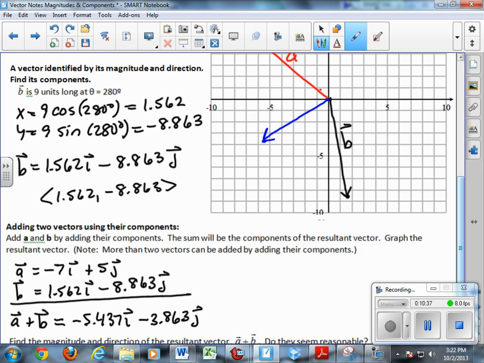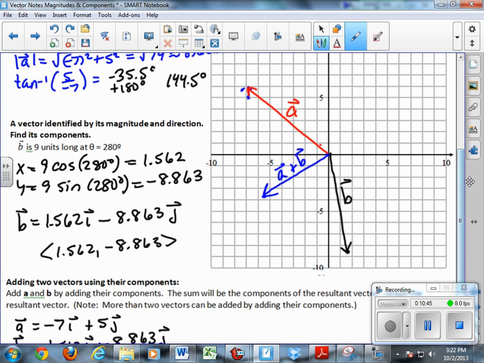Now I want to show you something interesting about A plus B in relationship to the other two vectors. If I were to copy vector B, and so I have two copies of it, and move vector B right here, notice that I can go from A to B by going tip to tail. So the tip of A is connected to the tail of B, and my sum goes from the beginning of A to the end of B.